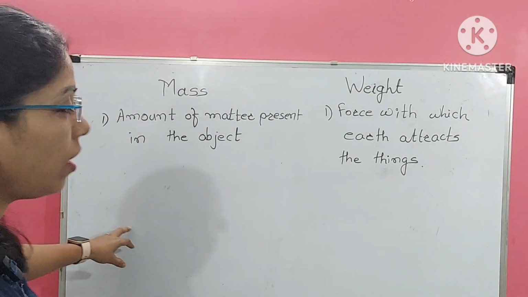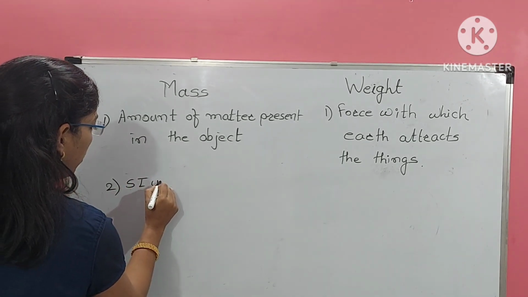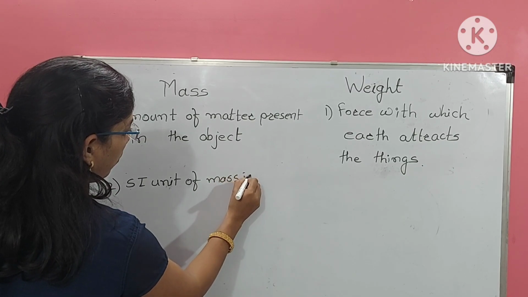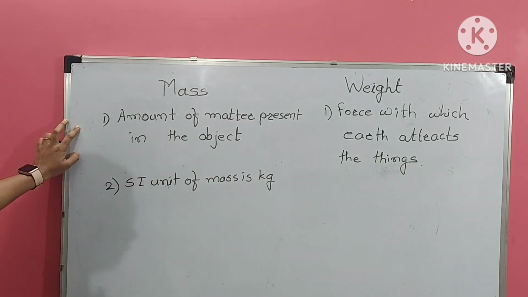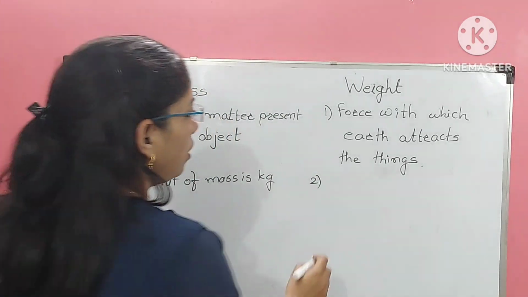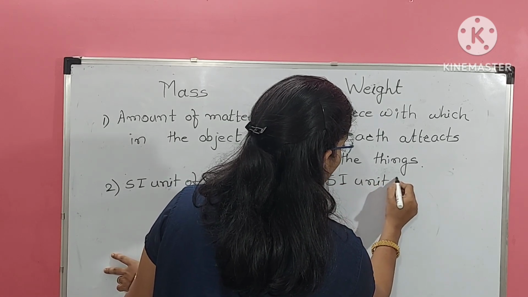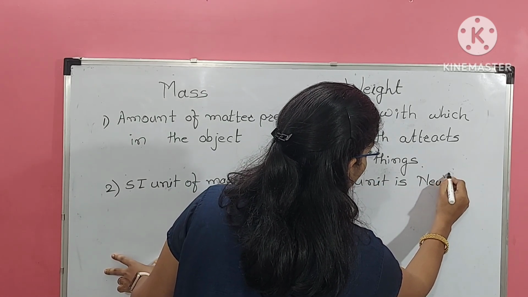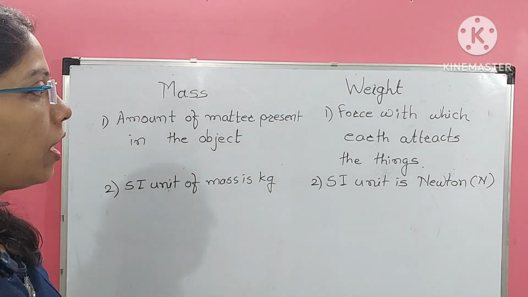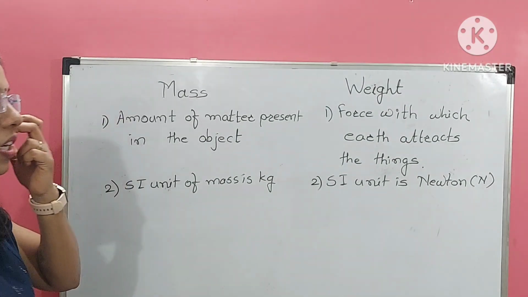So we will see the second difference: the SI unit of mass is kg, kilogram, and the SI unit of weight is Newton. Being a force, the unit is Newton, denoted by capital N. So the difference is: the SI unit of mass is kg, the SI unit of weight is Newton.